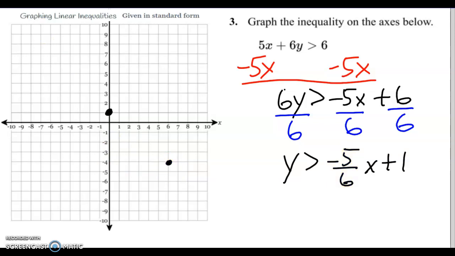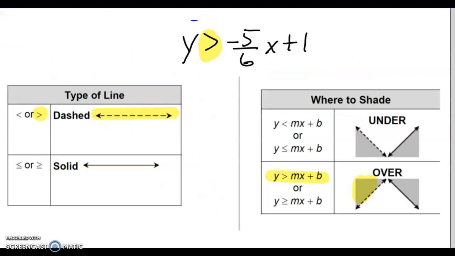So the only thing I want to do now is figure out, since it's an inequality, what kind of line I make. So if you look at it, you'll see that you have a greater than sign without an equal to, no equal to. So if it's no equal to, you use a dash line.